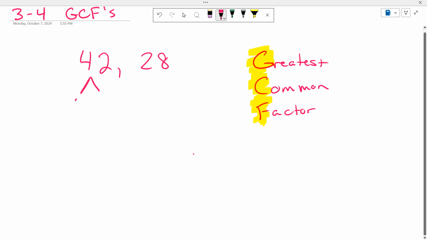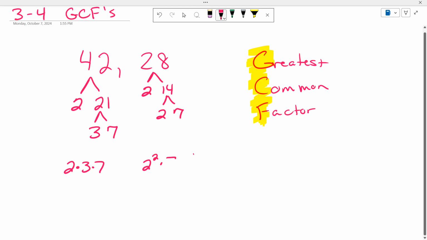So the factor tree is 2 and 4. 2 times what is 42? 21. Okay, 2 doesn't go into 21. What's the next number that goes into 21? 3 goes in there, 7 times. So 42 is 2 times 3 times 7. 28 is 2 and 14, 2 and 7. So we're done now. So it's 2 squared times 7.